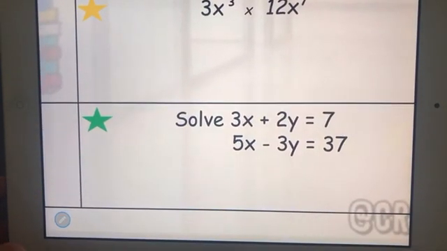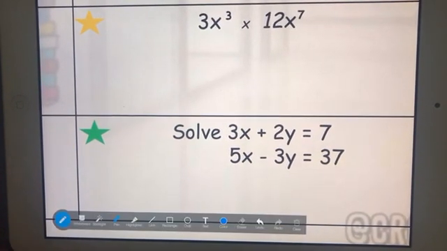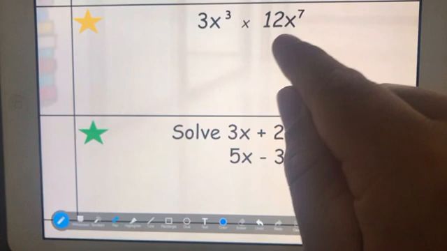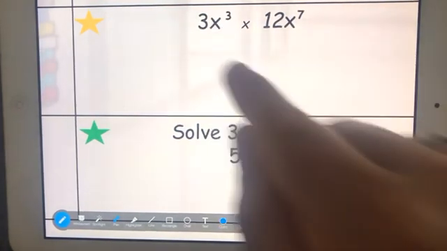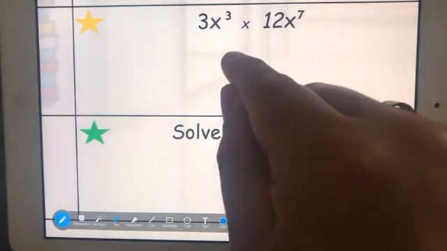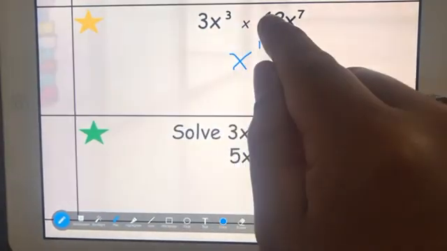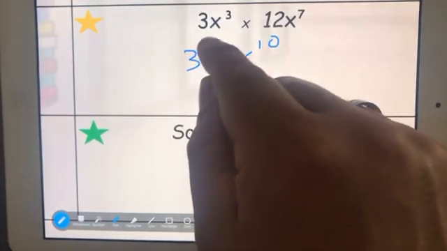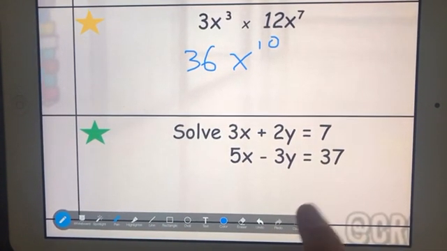Right, guys, so 3x cubed times 12x to the power of 7. Okay, the important bit for this is when you've got your x's and you're timesing together 2 letters with indices, you add the powers together. So x to the power of 3 and x to the power of 7, that's going to be x to the power of 10. Then 3 times 12 is just 36. So my answer is 36x to the power of 10. The front numbers you multiply normally, you add the powers together. 2 points.